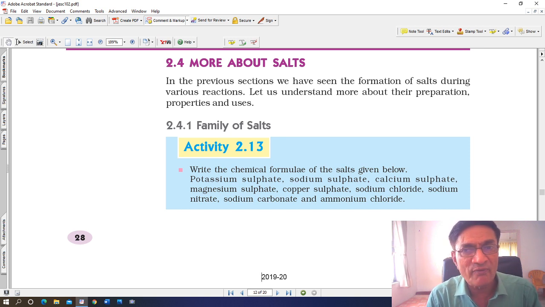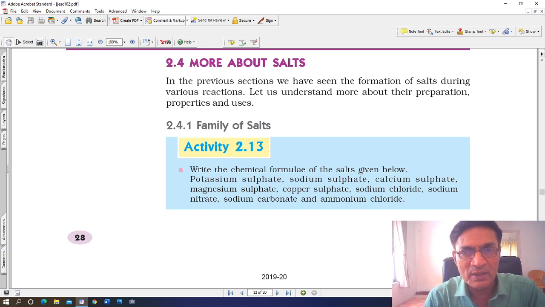Salts are formed when an acid and a base react. That process is called neutralization. Neutralization is a reaction in which an acid combines with a base to form salt and water. The salt formed is the salt of the metal. For example, sodium hydroxide combines with hydrochloric acid, then you get sodium chloride. Sodium chloride is a salt of sodium.